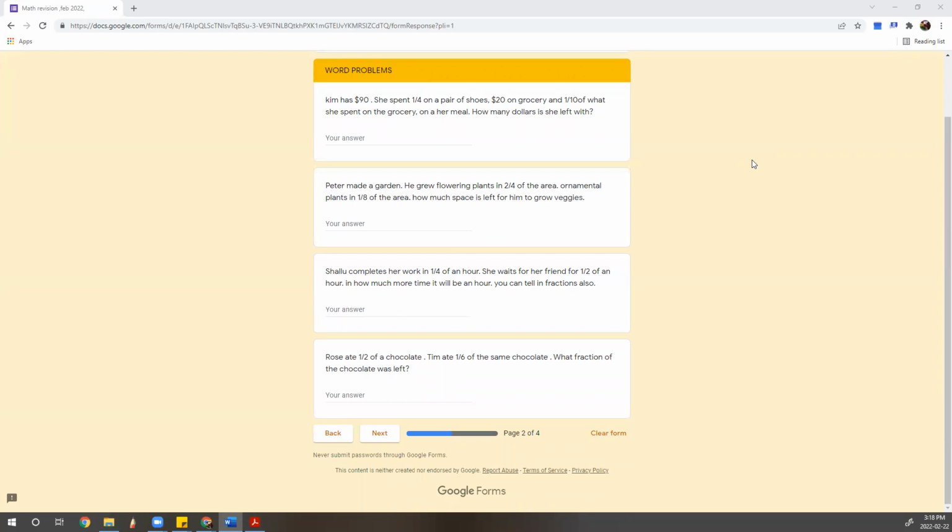Kim has $90 and she spent 1/4 on a pair of shoes, $20 on groceries, and 1/10 of what she spent on groceries on her meal. How many dollars is she left with? First things first, you need to separate all the categories.